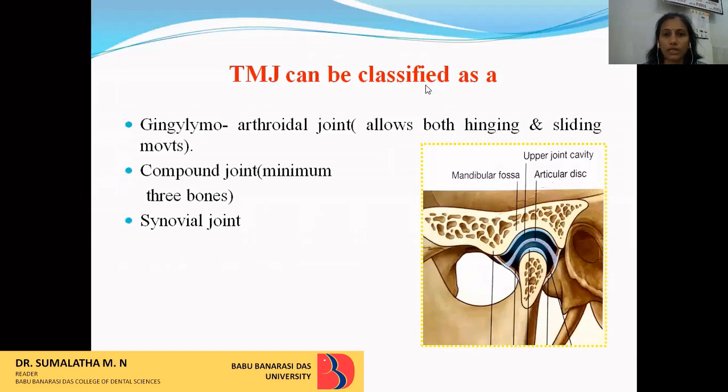The TMJ joint can be classified as a ginglymoarthrodial joint as it allows both hinging and sliding movements. It's also known as a compound joint. Compound joint means any joint which is made up of more than 2 or 3 bones. Here we have the temporal bone, the mandibular bone, and the third one is the articular disc. With these 3 components, it's called a compound joint. It can also be called a synovial joint because it's covered by synovial membrane.